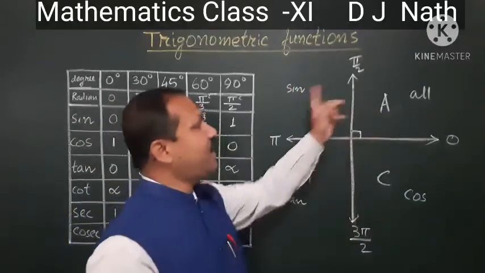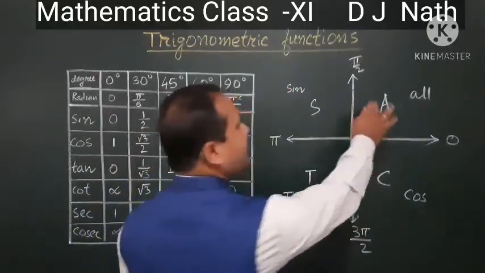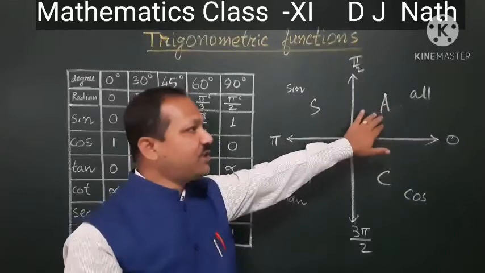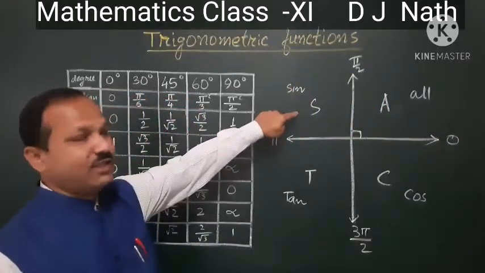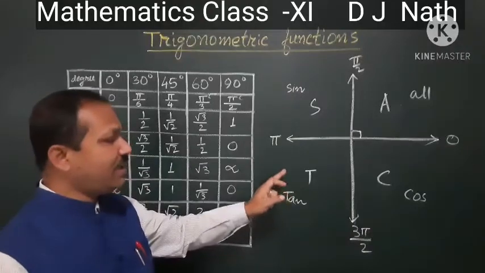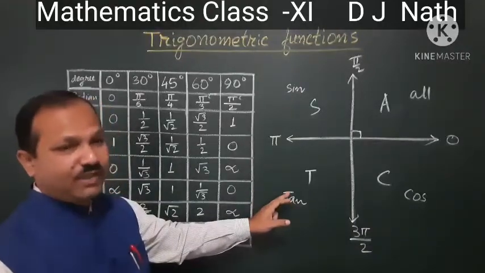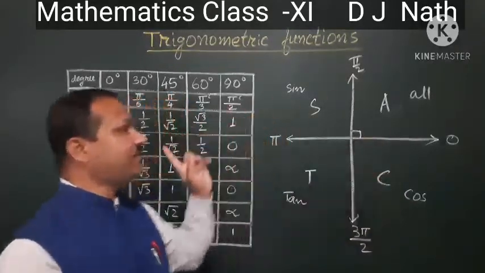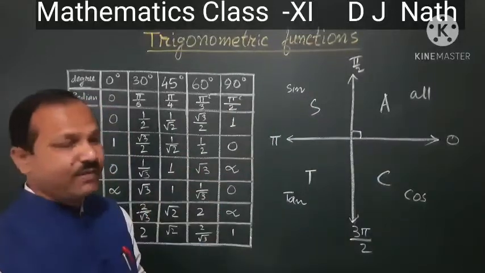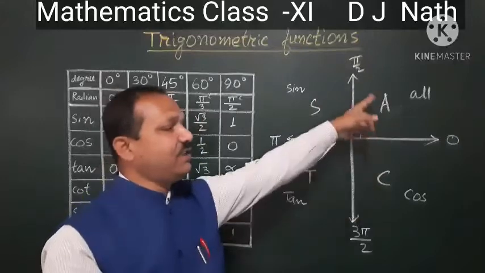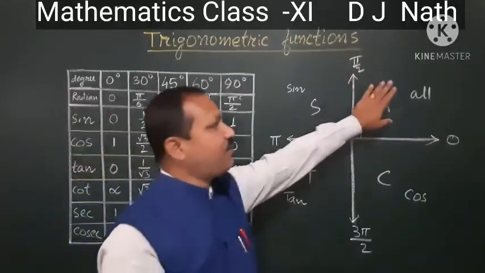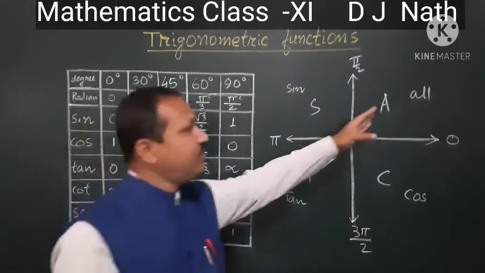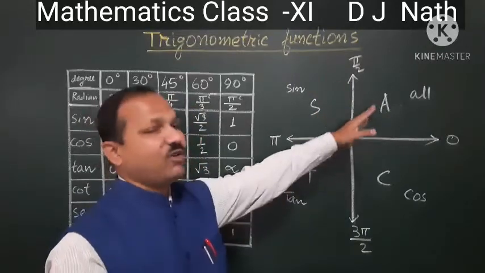So why have I written ASTC? Here, in the first quadrant, all the trigonometric ratios have positive values. Here sin and cosec are positive in the second quadrant. In the third quadrant, tan and cot are positive. And in the fourth quadrant, cos and sec are positive. All other trigonometric ratios are negative. So remember ASTC, this way anti-clockwise. Here we have seen that all values are positive, no negative values.